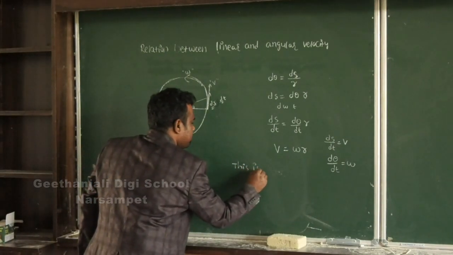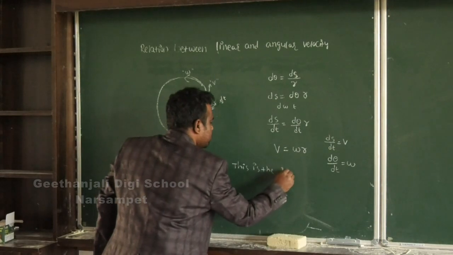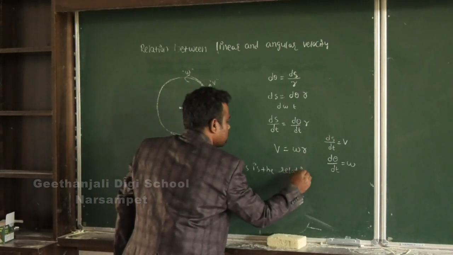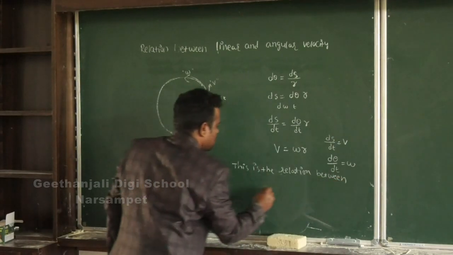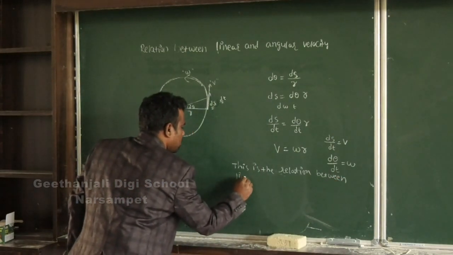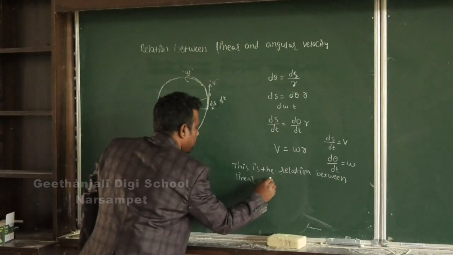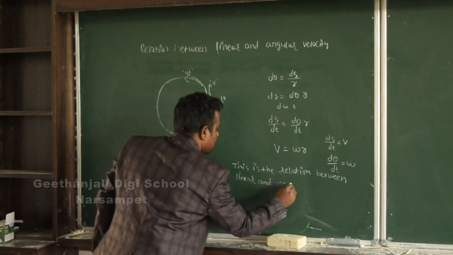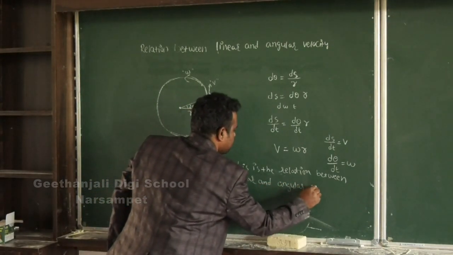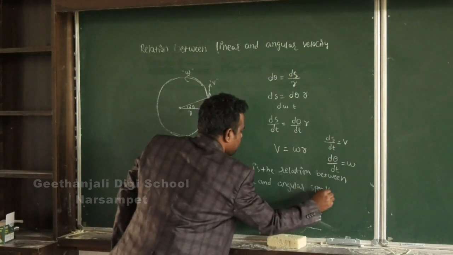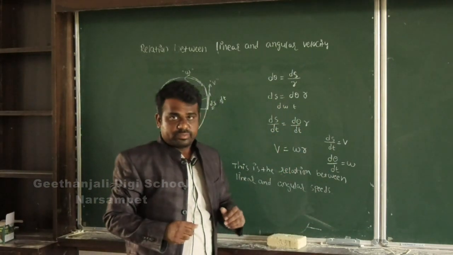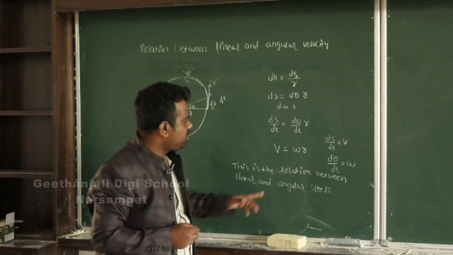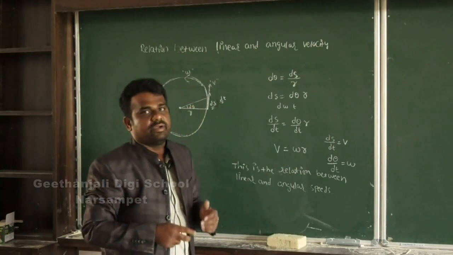This is the relation between linear and angular speeds. Right. So this is the scalar form. Now let us find the relation between v and omega in the vector form.